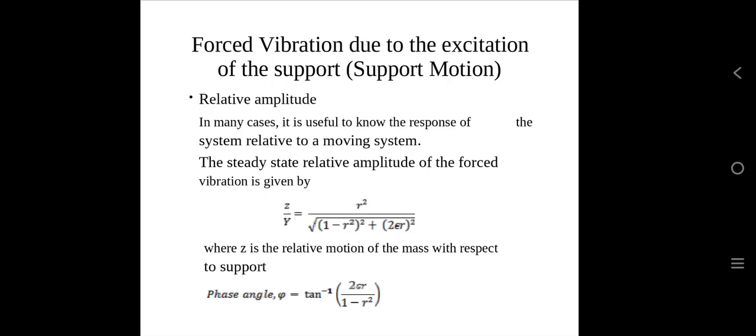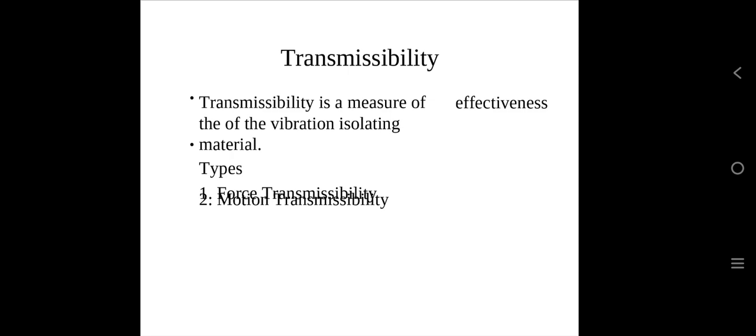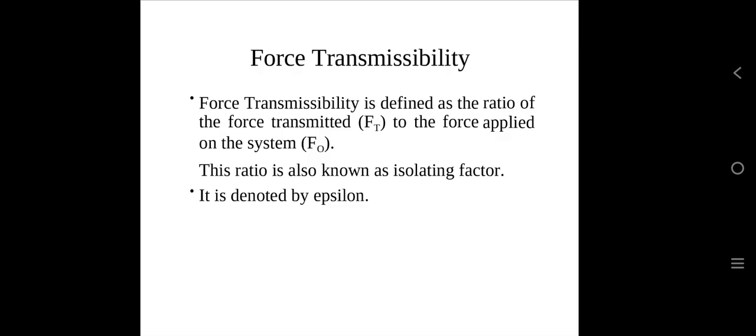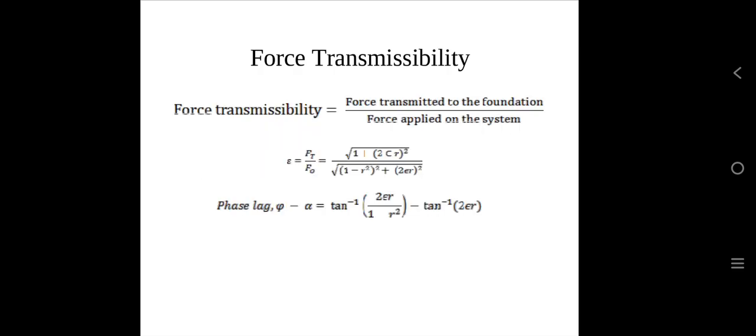So next we have to find out the transmissibility. The transmissibility is a measure of the effectiveness of the vibration isolating material. There are two types of transmissibility: one is the force transmissibility, another one is the motion transmissibility. The force transmissibility is defined as the ratio of the force transmitted to the force applied on the system. This ratio is also known as the isolation factor.